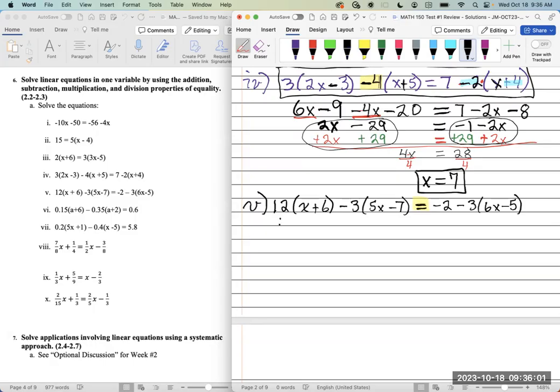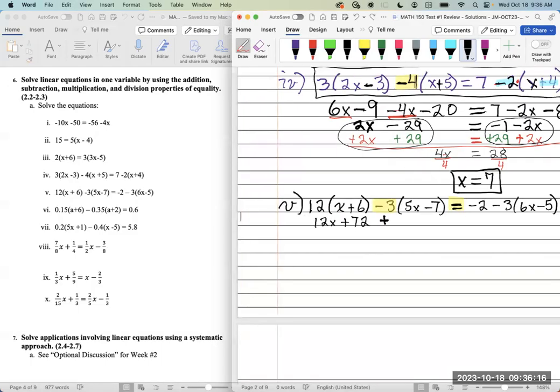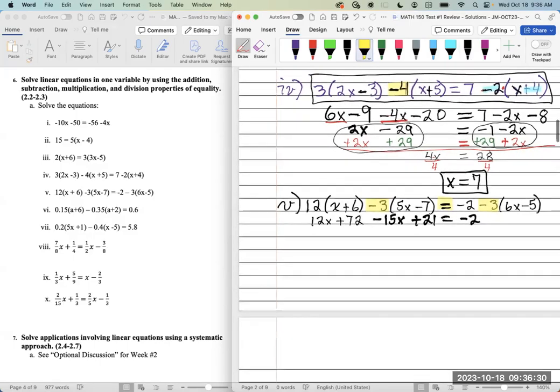All right, left side, distribute. Positive 12 times positive 6 is 72. Again, remember this is a -3. -3 times positive 5 is -15. Negative times negative is positive 21. Minus 2, and then again, remember this is a negative 3 times the quantity of 6x minus 5, so negative 3 times 6 times x is negative 18x, and negative times negative is positive.